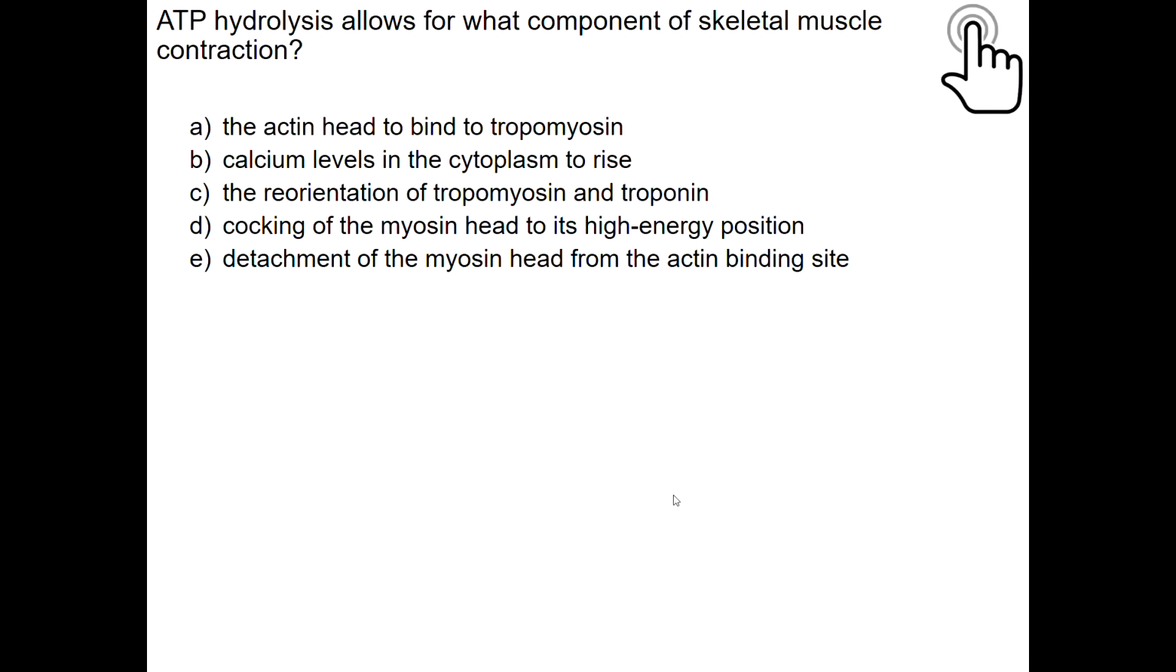So now it's time for some more out-of-class clicker questions. The first question in this series is, ATP hydrolysis allows for what component of skeletal muscle contraction? A, the actin head to bind to tropomyosin. B, calcium levels in the cytoplasm to rise. C, the reorientation of tropomyosin and troponin. D, cocking of the myosin head to its high energy position, or E, detachment of the myosin head from the actin binding site. So I want you to pause the video now and go answer the second question below.